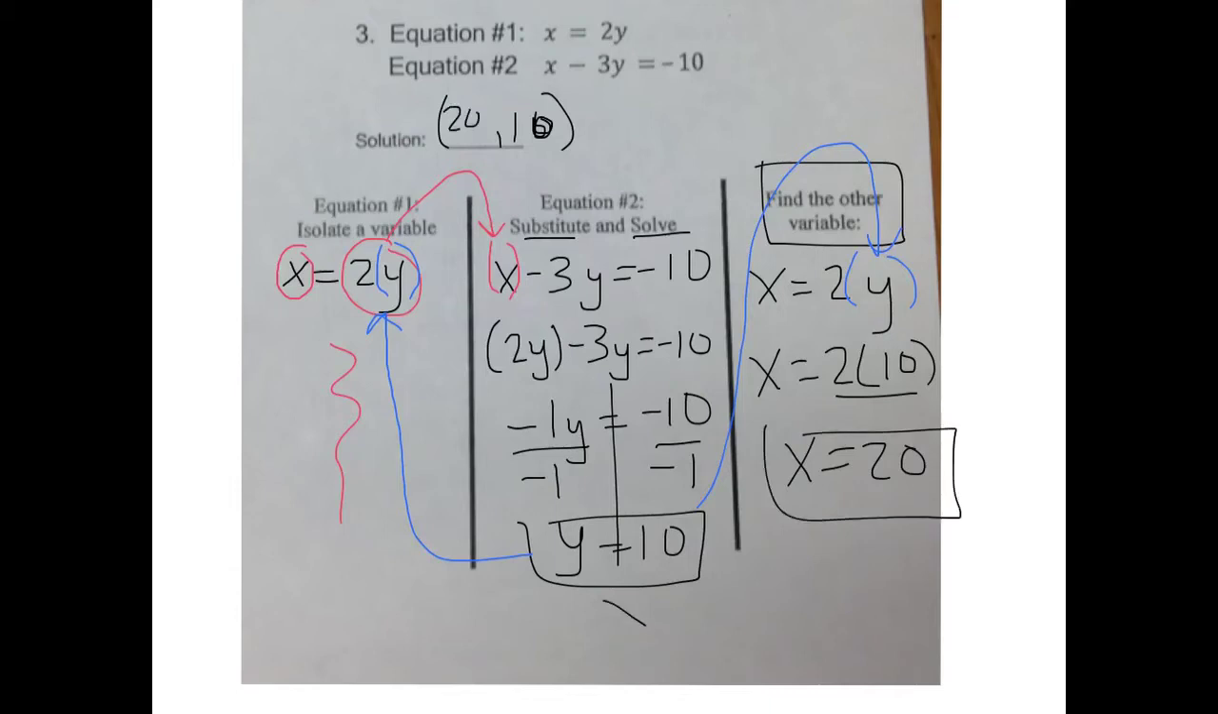And you might even see it written like this. X is 20, y is 10. Okay? But that's an ordered pair up there.